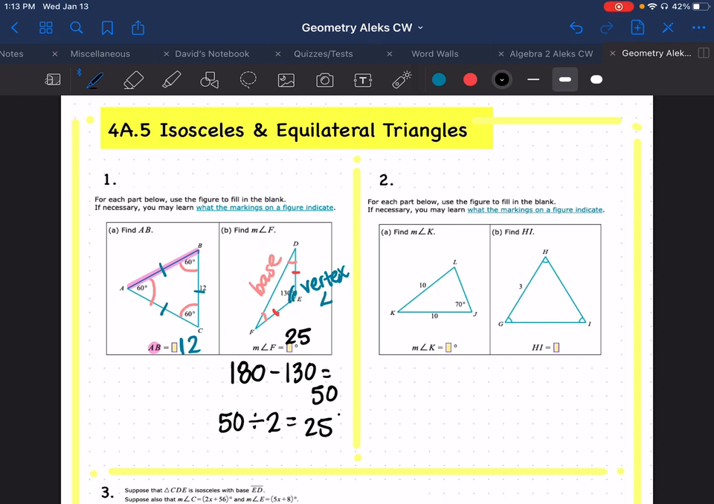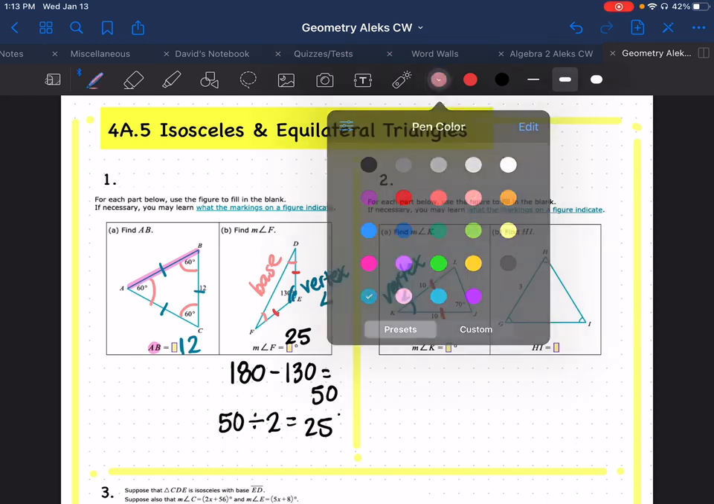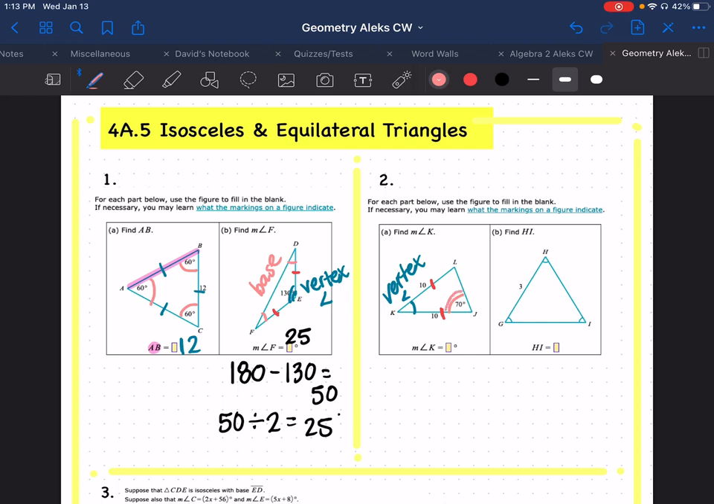Question number 2 is going to have you do some of the same stuff. For A, they're going to ask me for angle K. I can already see that 10 and 10 are the same. This is an isosceles triangle. This is my vertex angle, because remember, my vertex is always between my 2 legs. Since those are the 2 that are the same, this is the vertex. And these angles down here are my base angles, and they are equal to each other.